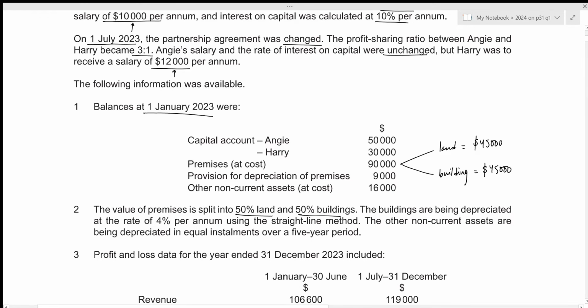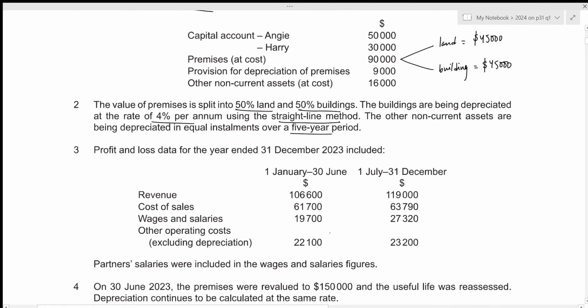The buildings are being depreciated at the rate of 4% per annum using straight line method. The other non-current assets are being depreciated in equal installments over a 5-year period. All right, let's take a look at other information. We cannot be calculating the depreciation right now because there was a change in the partnership agreement, and while such changes may occur, we might also revalue some of our assets. So if there is any revaluation, then we need separate values for the first 6 months where we use the previous partnership agreement and the next 6 months where we use the new partnership agreement. So for the new partnership agreement period, we need to use the revalued amounts.